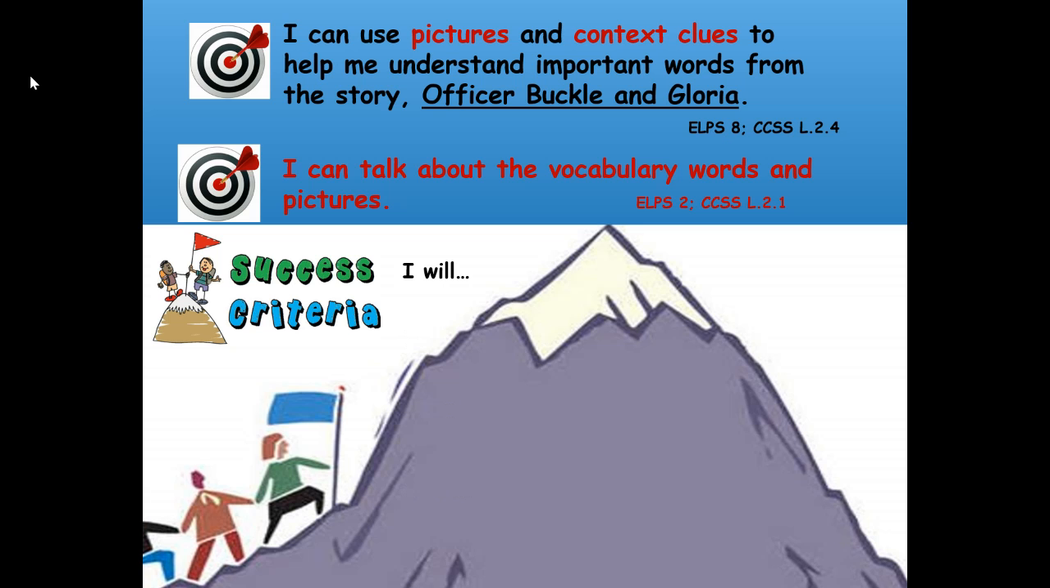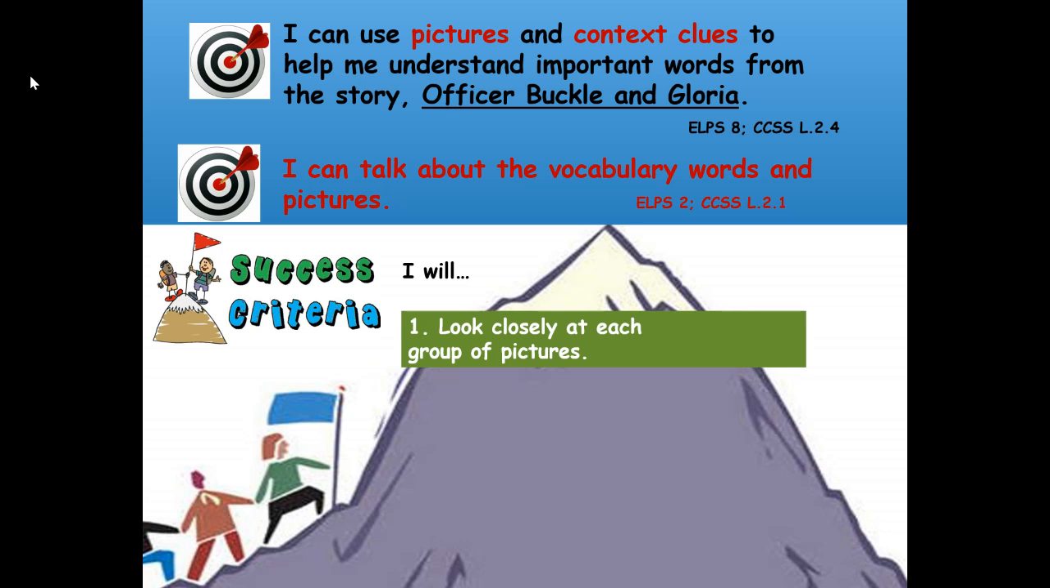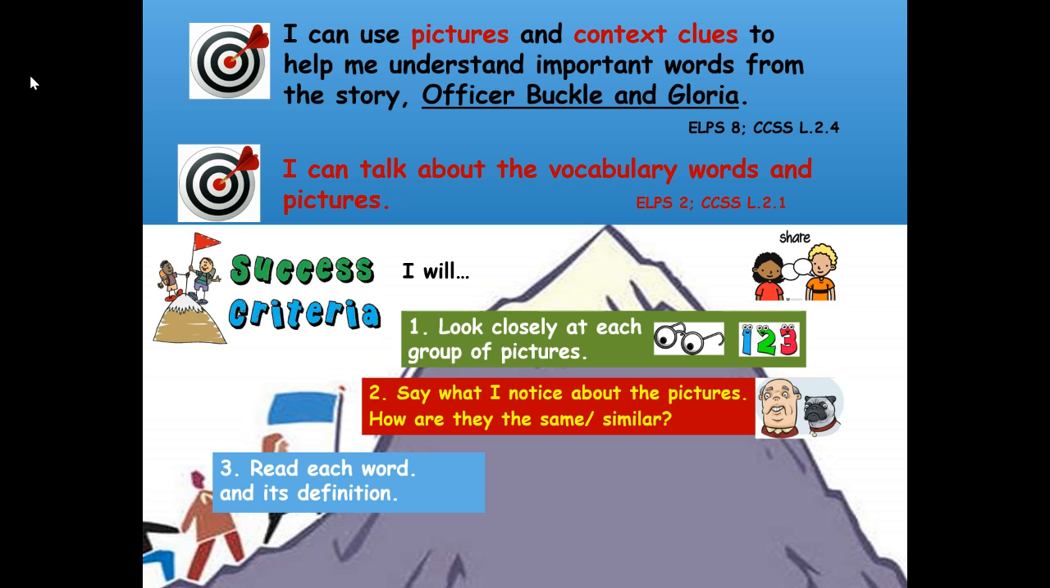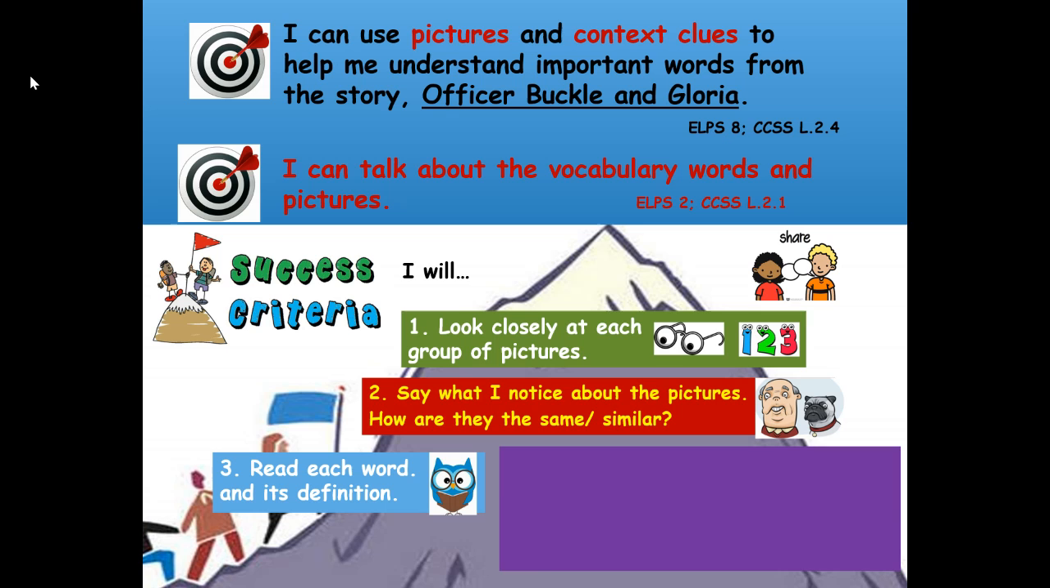Well, here are our steps to success. I will, number one, look closely at each group of pictures. Number two, say what I notice about the pictures. How are they the same or similar? Number three, read each word and its definition. Number four, write each word 1 to 2 times, a synonym, and draw a quick picture or sketch.